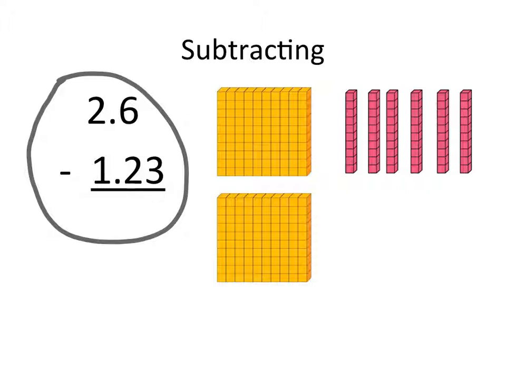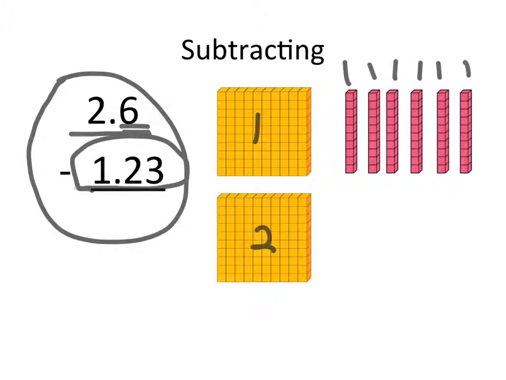We have 2 wholes and 6 tenths. So these base 10 blocks show us 2 and 6 tenths. Now from that 2 and 6 tenths, we want to take away 1 and 2 tenths and 3 hundredths, or 23 hundredths. So what can we already do?